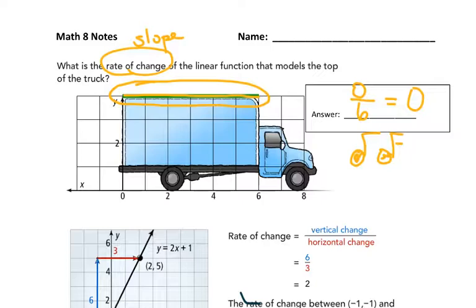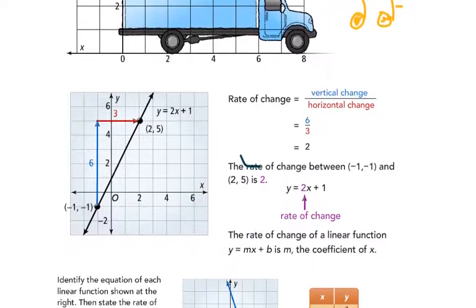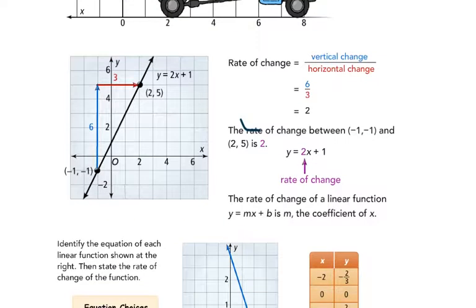Okay, let's now relate what we have done here to the equation of a line. Rate of change is the vertical change over horizontal. It's what we've been talking about this whole time, change in y's over change in x's. If we look at the rate of change between the 2 points on the line, (-1, -1) and (2, 5), we see that there is a change in y's of 6 and a change in x's of 3. So that's the 6 over 3 that we got there. 6 over 3 simplifies to 2. So the rate of change is 2.